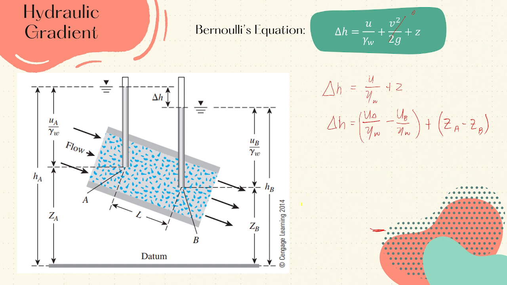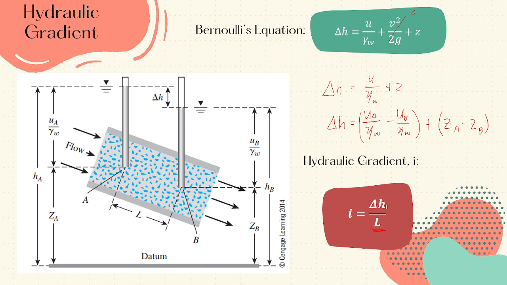And the hydraulic gradient can now be written as delta H over L. And notice, or always take note rather, that L is always parallel to the direction of flow.